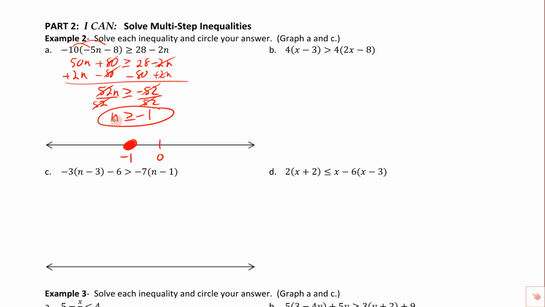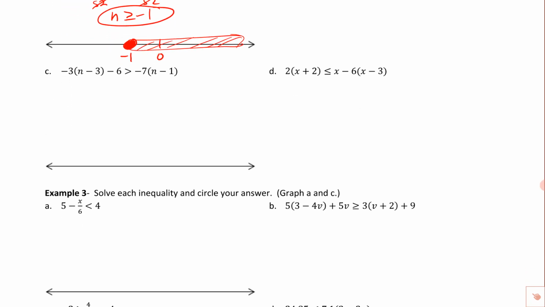And then again, it's important to read this from the variable. This one is set up to read from left to right. So this would be n is greater than or equal to negative 1, or in other words, the answers are greater than negative 1. The answers are bigger than negative 1. So we're going to shade this direction right here. Put a little arrow there, do some shading, and we're all set to go.